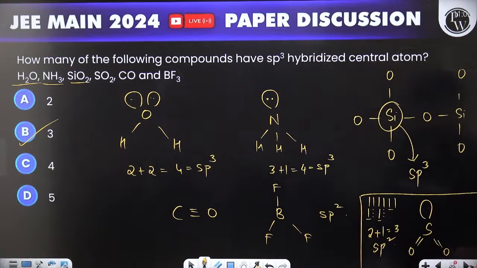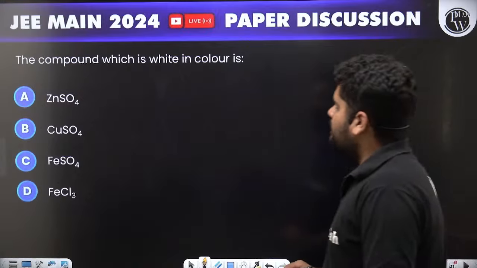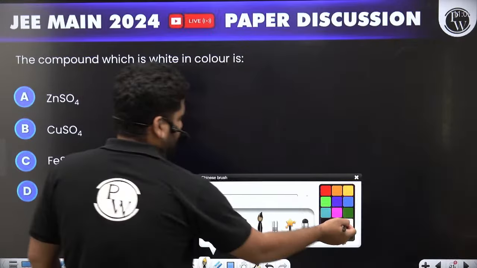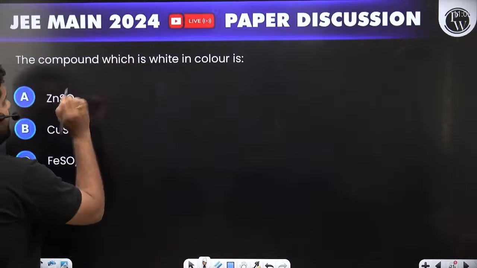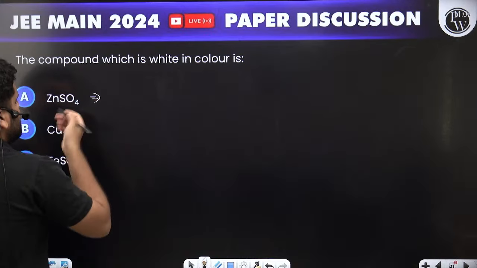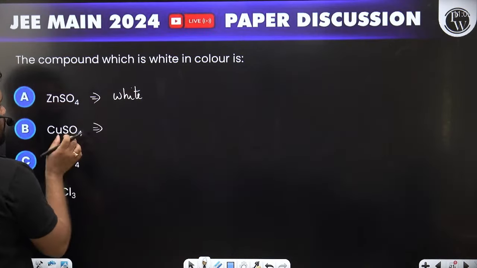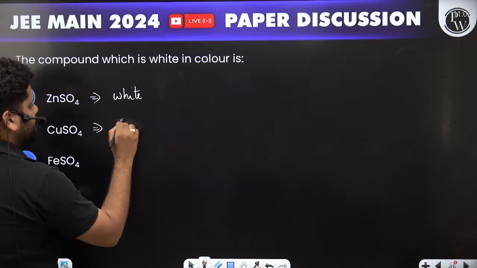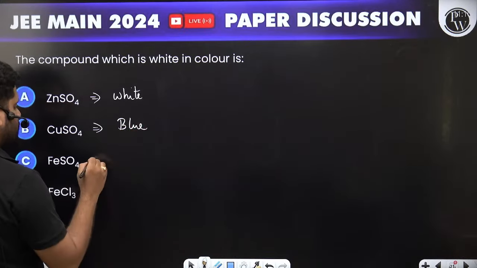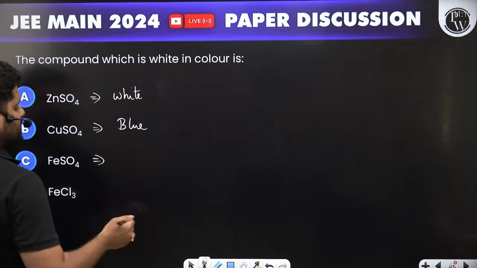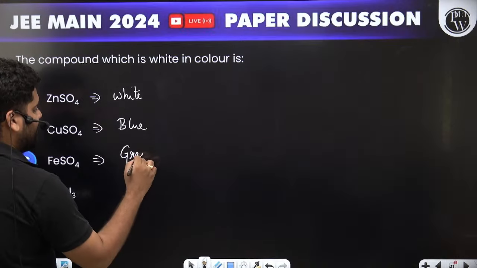Moving on to the next question. After this, the compound which is white in color: zinc in aqueous solution, obviously zinc sulfate is white in color. Now copper sulfate, when put in water, it becomes blue because it is blue vitriol. Next one, FeSO4, when it is put in water, it becomes green. Green vitriol, isn't it?